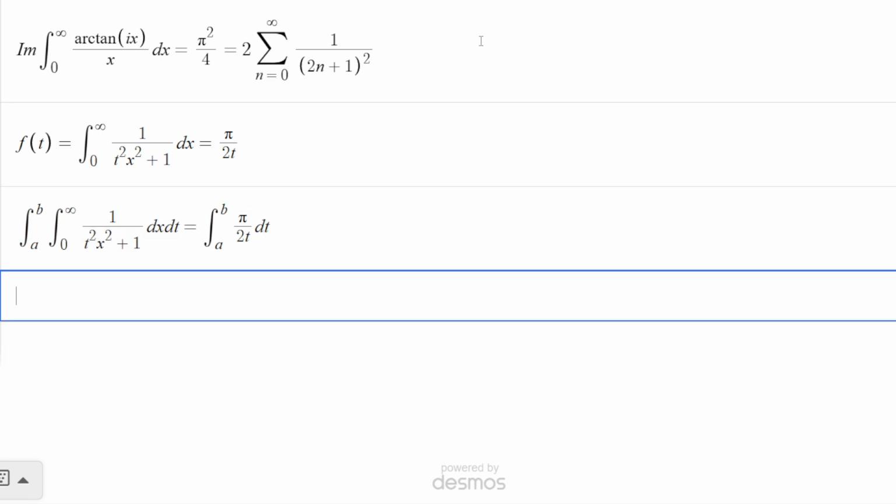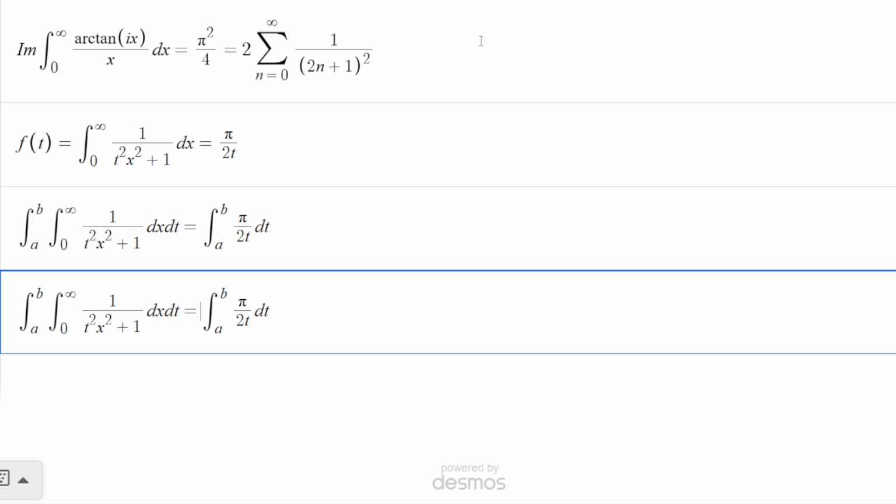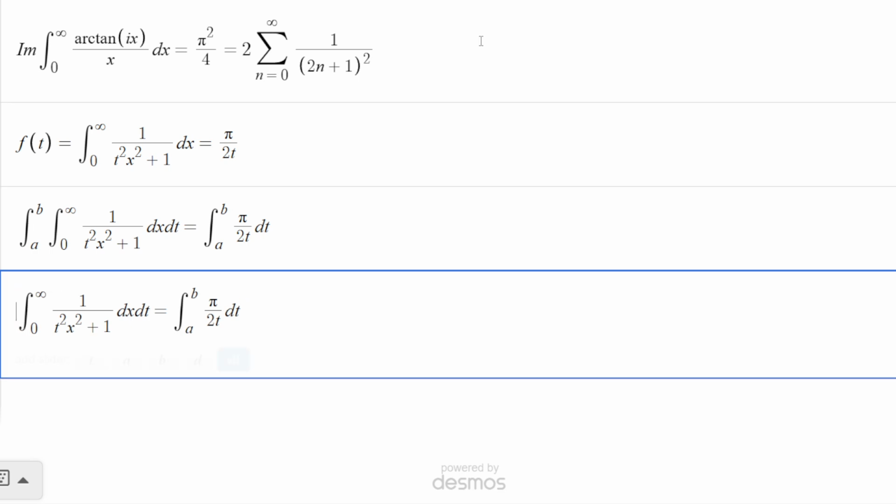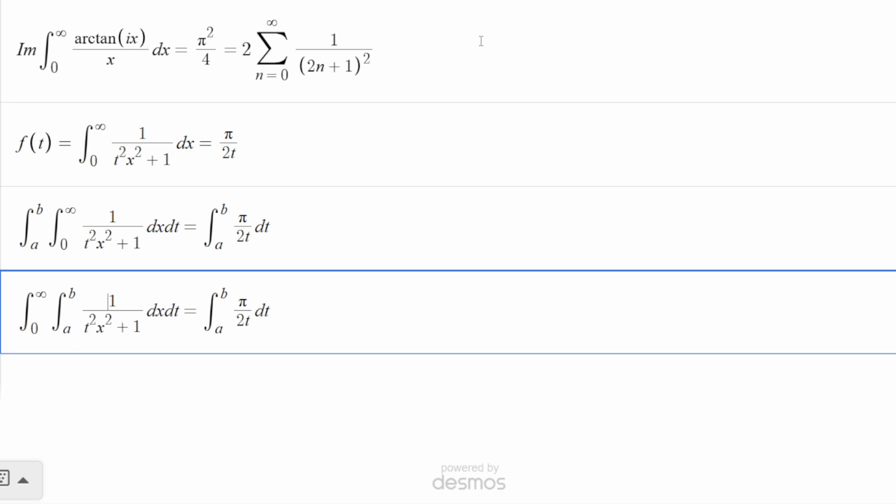From here, on the left hand side, we can switch up these integrals. We can use Fubini's theorem. So instead of integrating from 0 to infinity dx first, we're going to integrate from a to b dt first. There's no problem with doing that. I'm not going to get into why you're allowed to do that. It's fairly straightforward; in this case, you are allowed to.